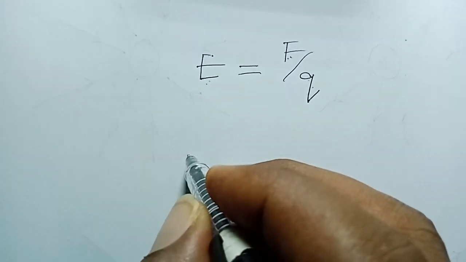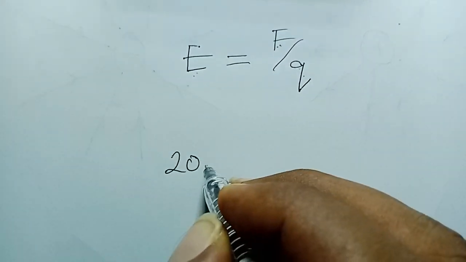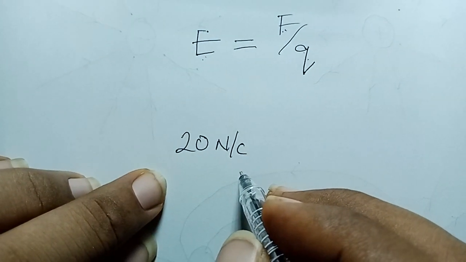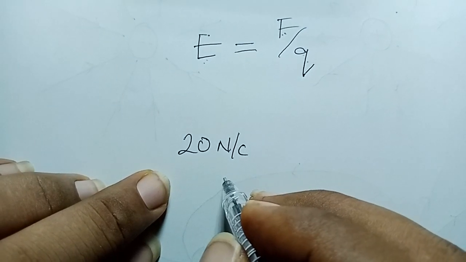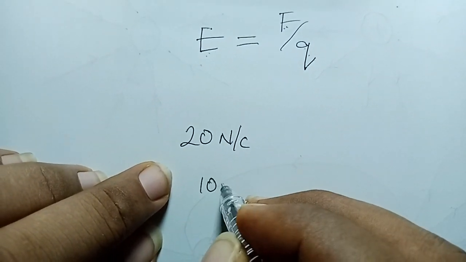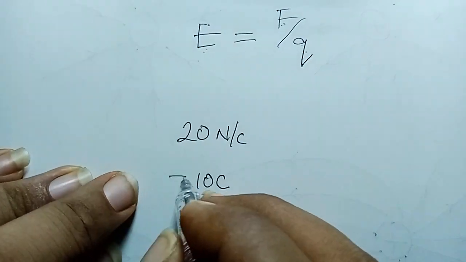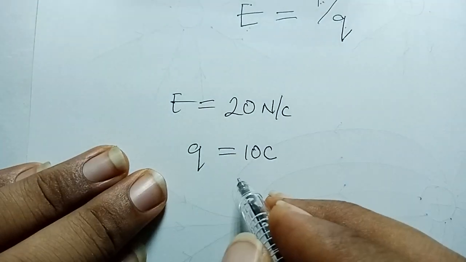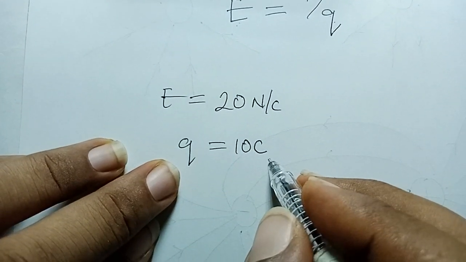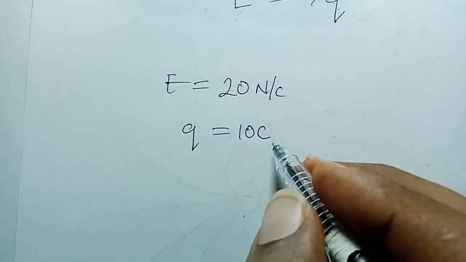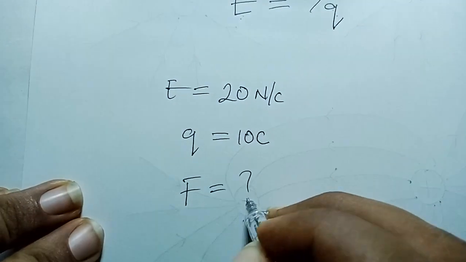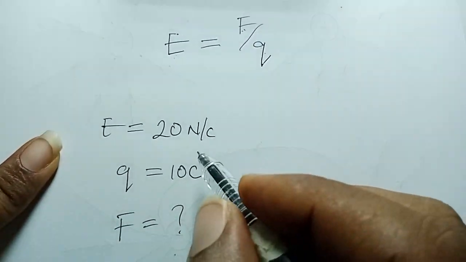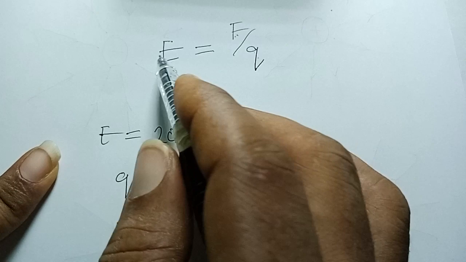Assuming they say in a field region of 20 Newton per coulomb, a force is felt by a charge of 10 coulombs when placed in that particular field region. Find the force. So the field is not always what they want you to find. You could be finding the force, you could be finding the charge, you could be finding the field.